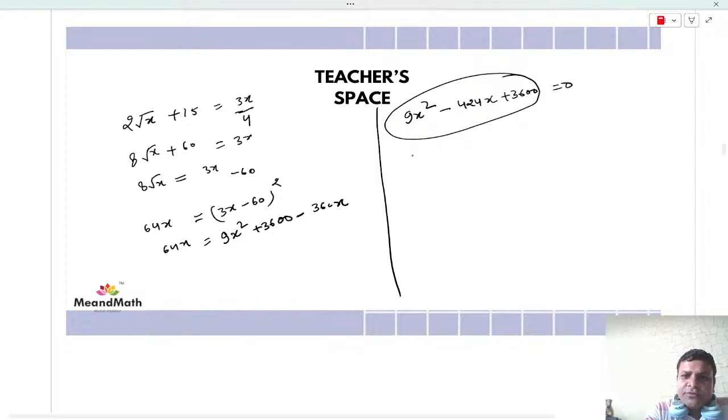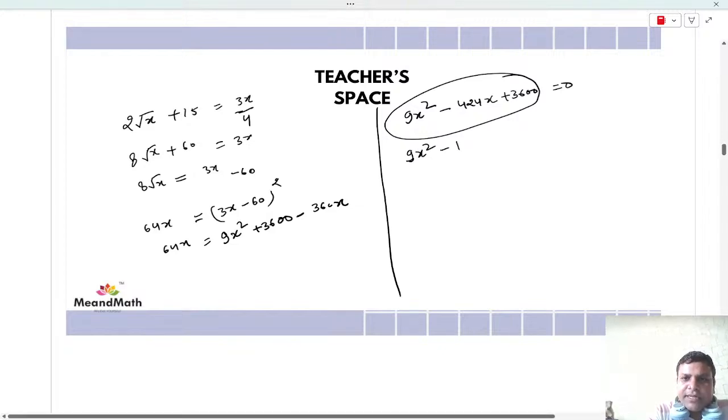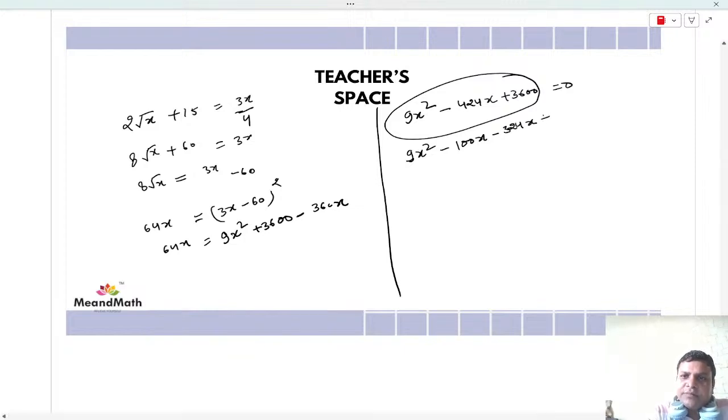Okay, so if you do the splitting of the middle term, then 9x square minus 100x minus 324x plus 3600. Is it correct?